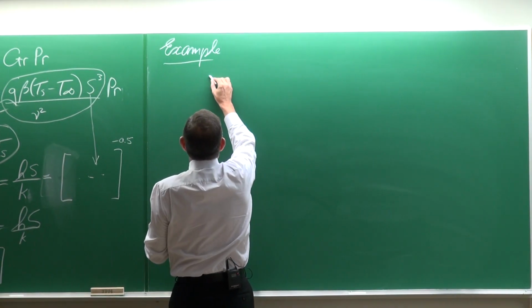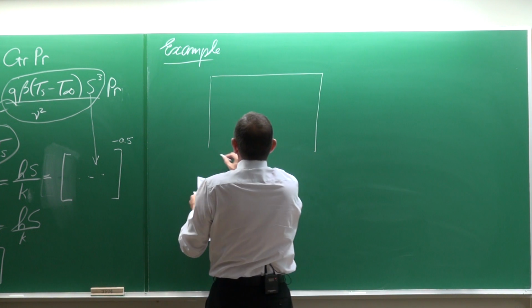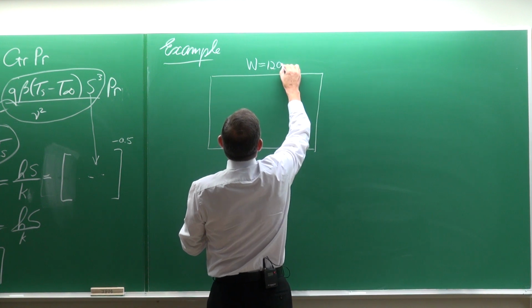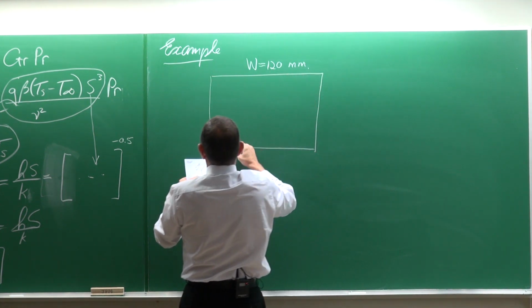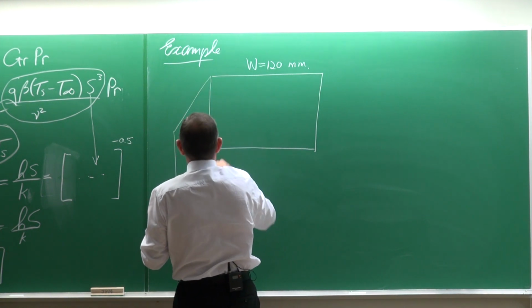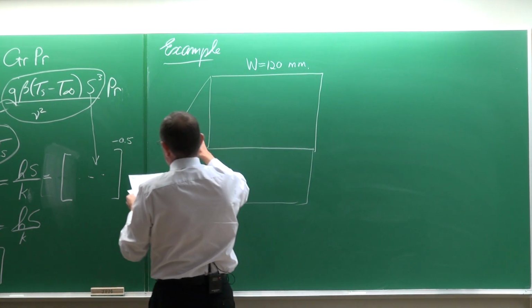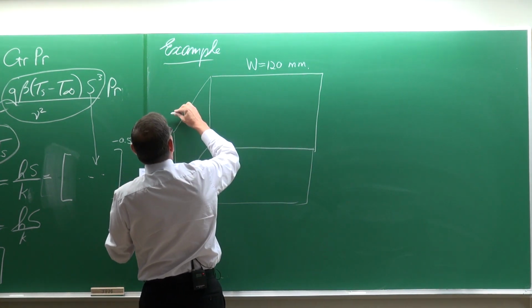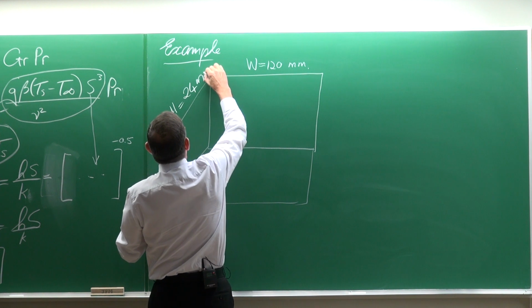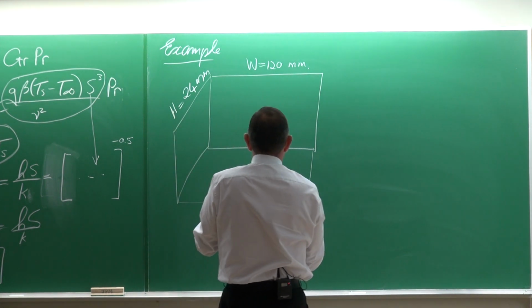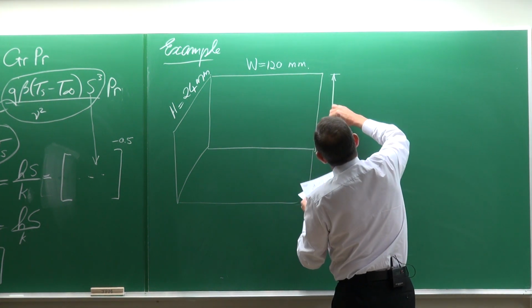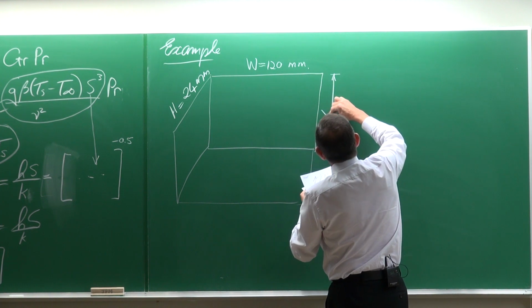The example is we have a surface with dimensions of W 120 millimeters. We have available in this direction just 24 millimeters, so H is equal to 24 there. And this length, L, is equal to 180 millimeters.